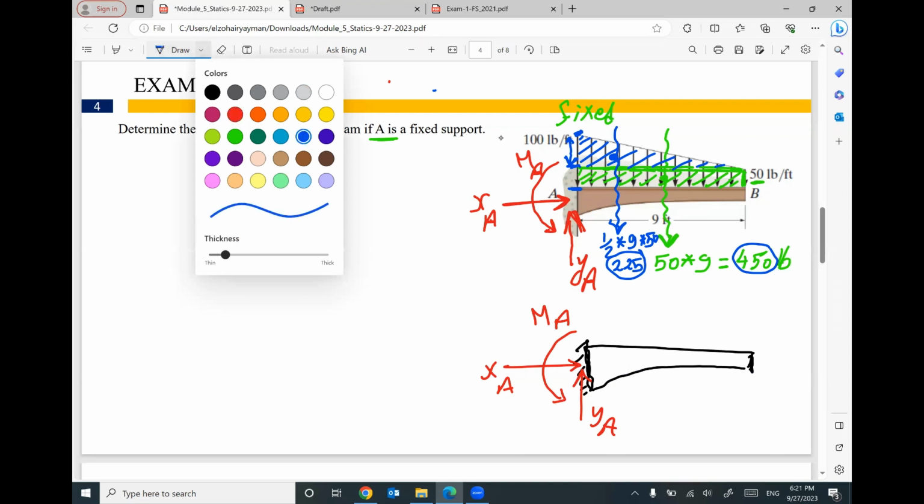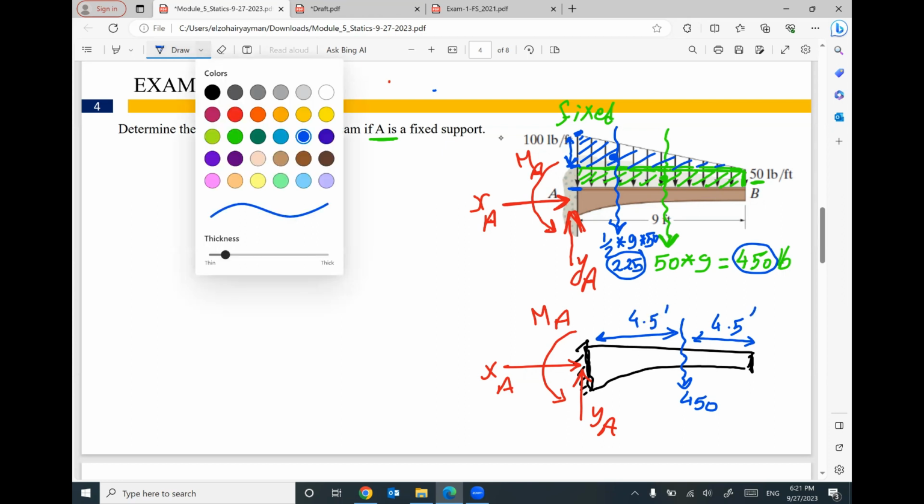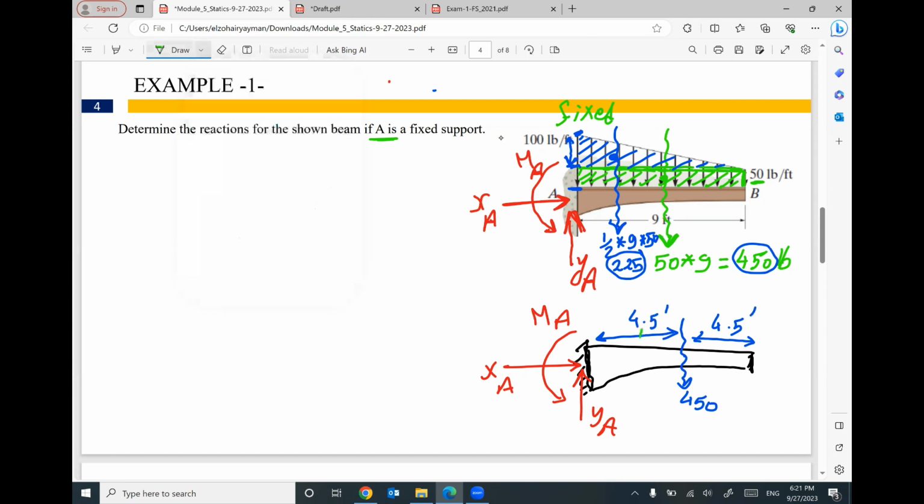I will have an equivalent force here equal to 450 at the midpoint. So this distance will be 4.5 feet, and this distance will be 4.5 feet. And also I will have an equivalent force here equal to 125 pounds at 1/3 from this side and 2/3 from the other side. 1/3 of the 9 will be 3 feet. 2/3 of the 9 will be 6 feet.